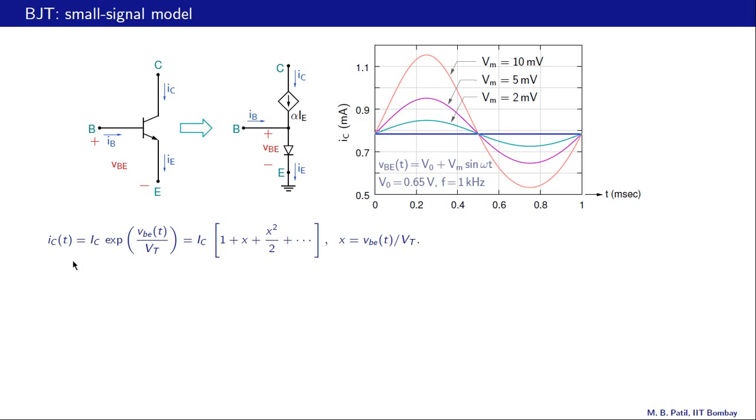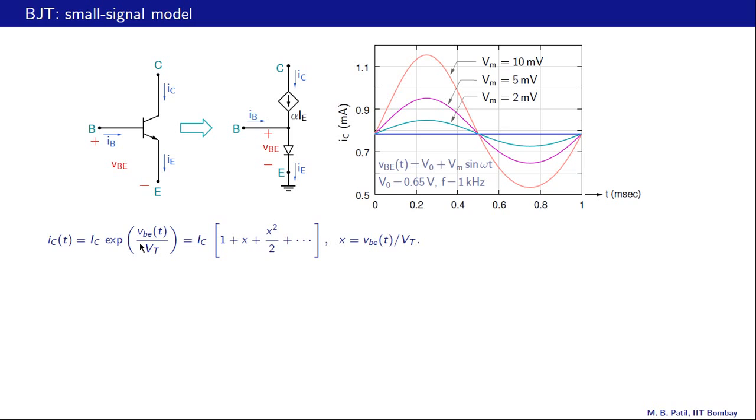Here is the relationship between IC and VBE. Once again, this quantity is the total instantaneous collector current. It includes both the DC and the signal collector current. This capital I sub capital C is the DC or bias value of the collector current. This vbe is the signal base emitter voltage. It does not include the bias or DC base emitter voltage.